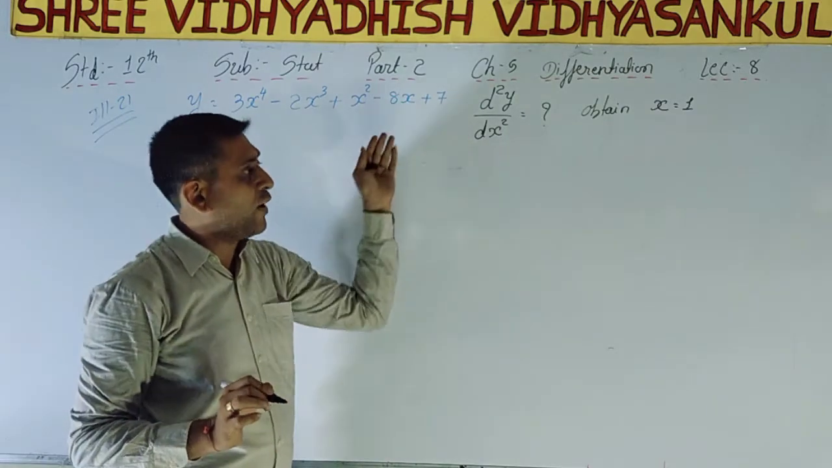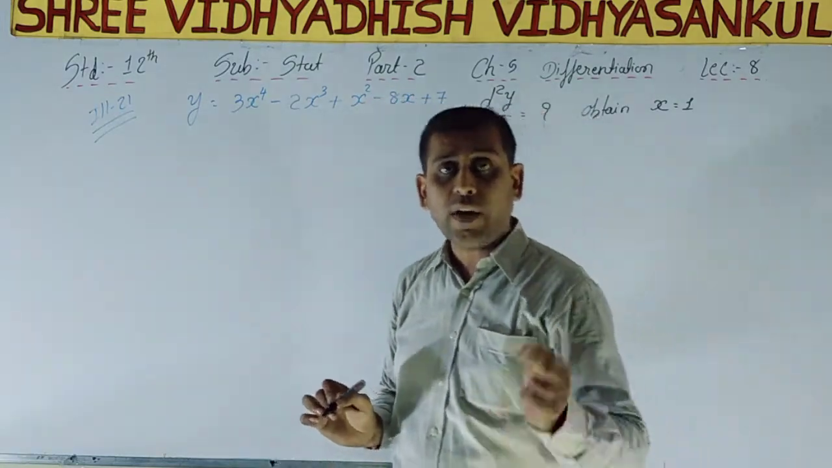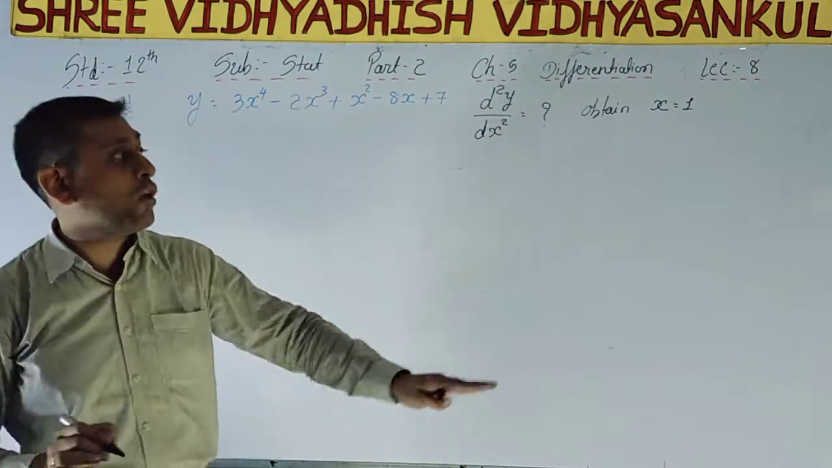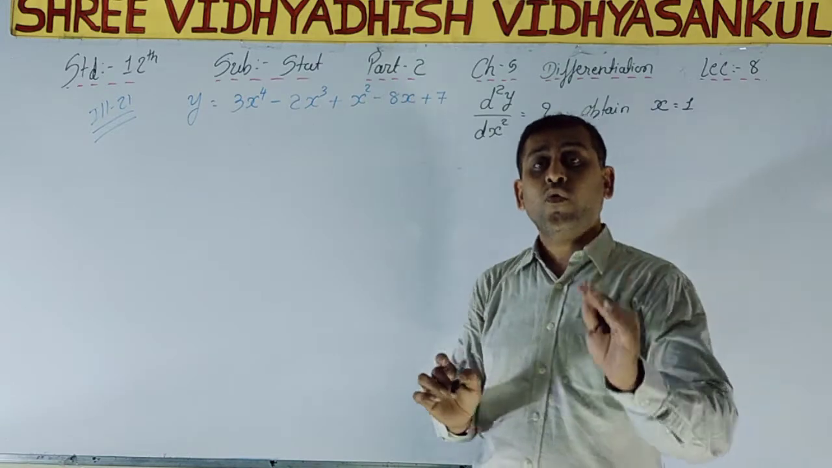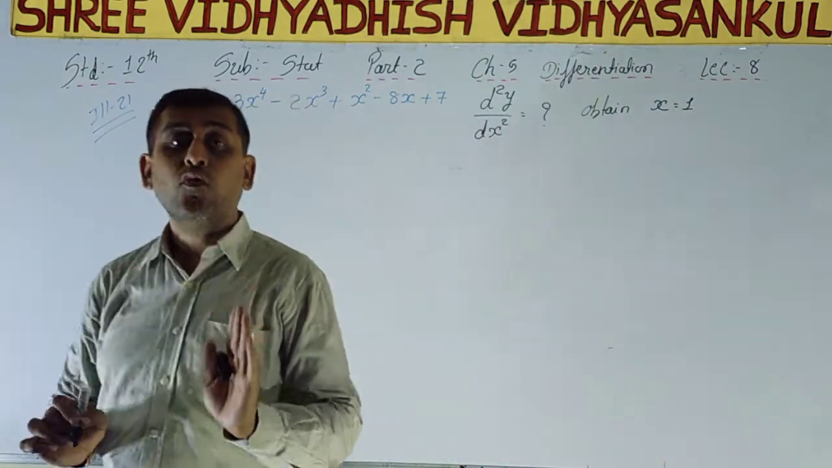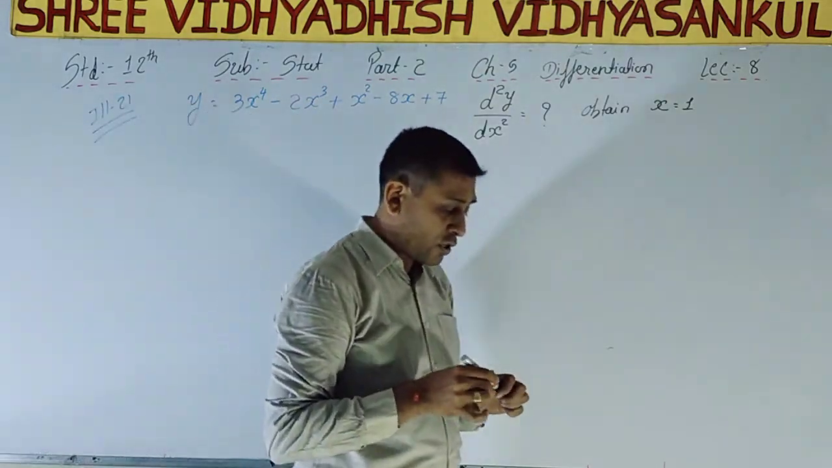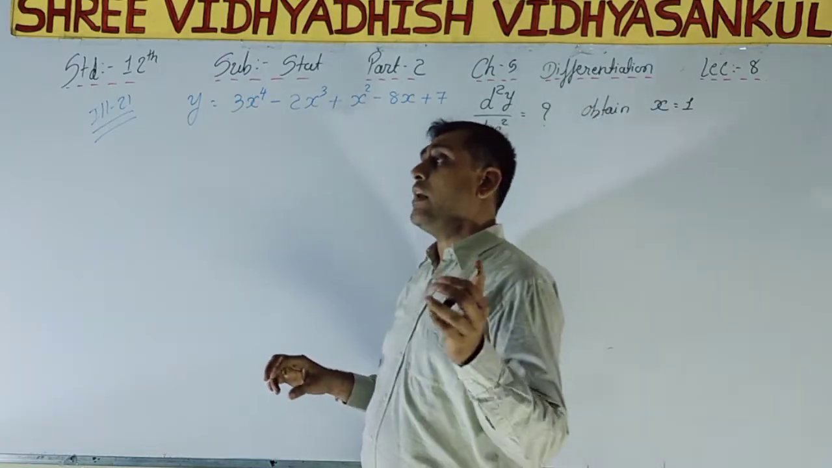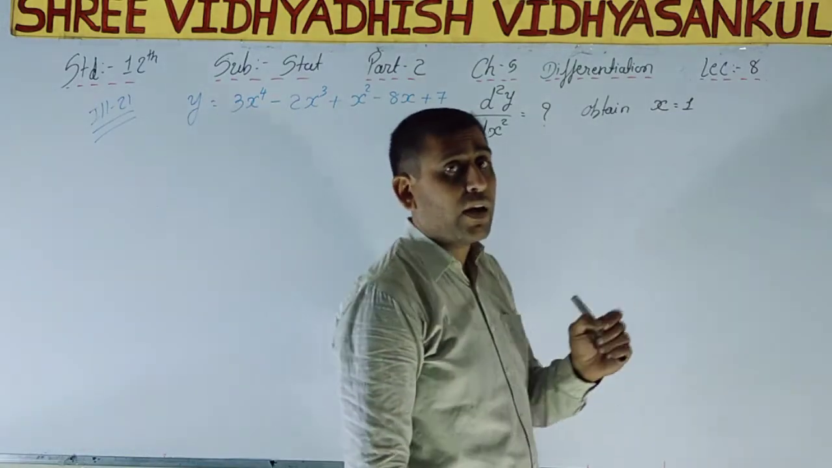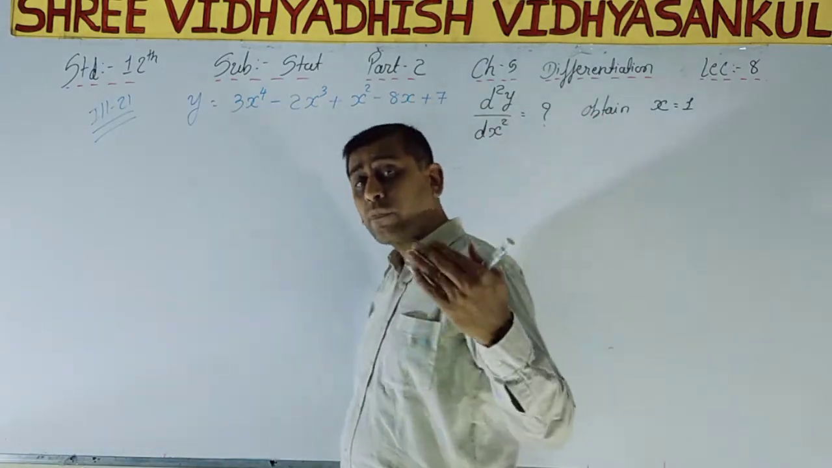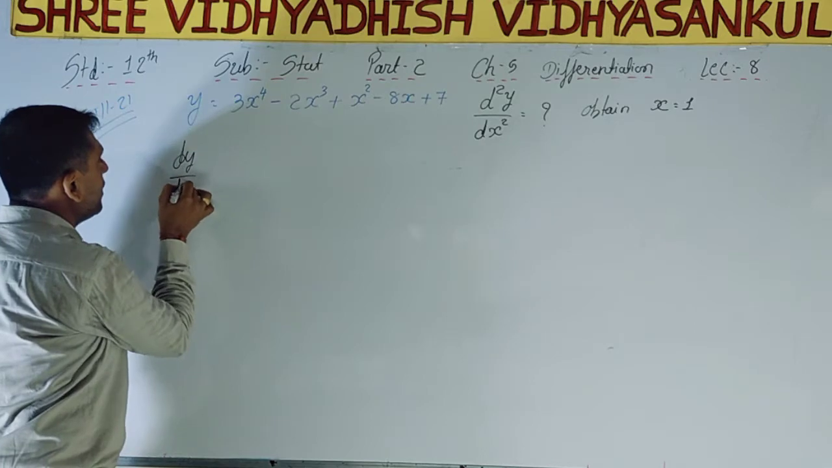Okay, here first of all we have to find out the dy by dx, that is first derivative, first order derivative, then the second order derivative from this, and then we have to put the value x is equal to 1. And what is the value of second derivative when x is equal to 1? That we have to find out. Okay, so first of all we have to find out first derivative. See, if the question asks the second derivative directly, then we have to first find out the first derivative, and then we can find out the second derivative from that. Okay, so here I am finding out the first derivative, that is dy by dx.